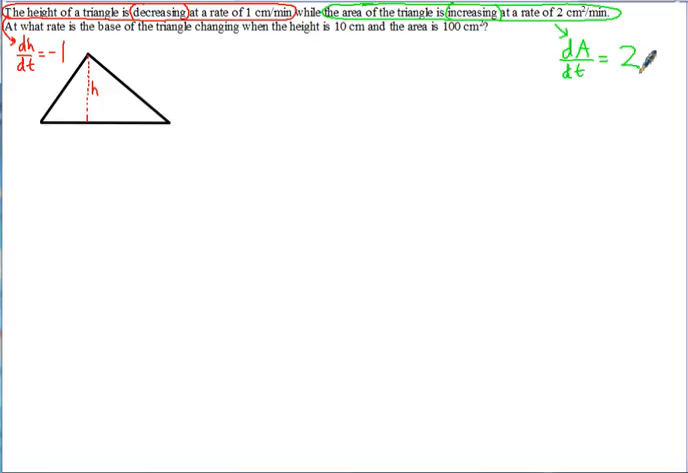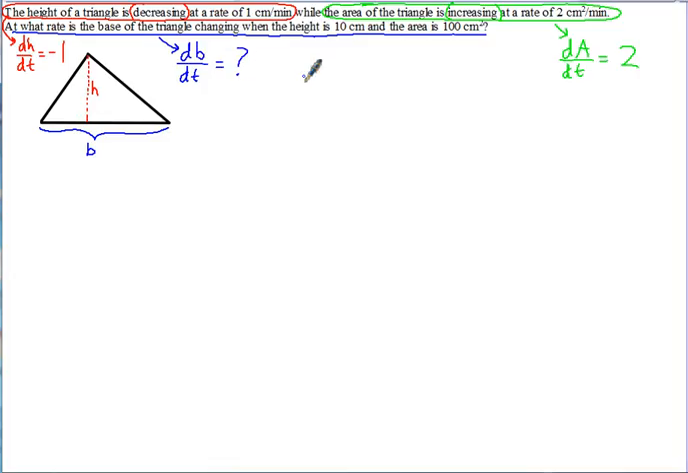Now let's look for the rate we're trying to find. It says at what rate is the base of the triangle changing when the height is 10 centimeters and the area is 100 centimeters squared? So what we're trying to find is the rate of change of the base of the triangle. So I'm going to label b to represent the base of the triangle there. So what we're trying to find is how that's changing, so we're trying to find db dt, specifically when the height is 10, so when h is 10, and when the area is 100.